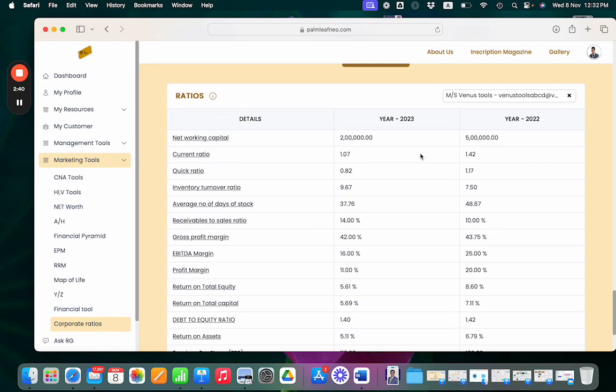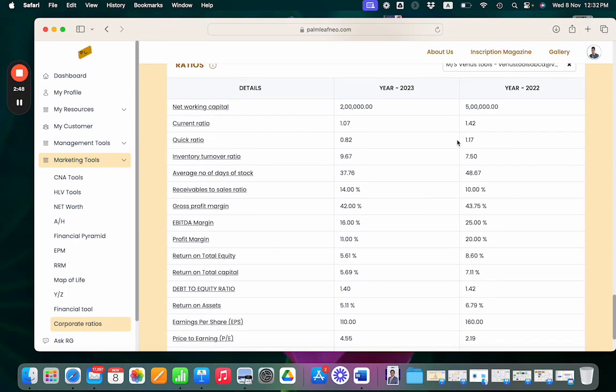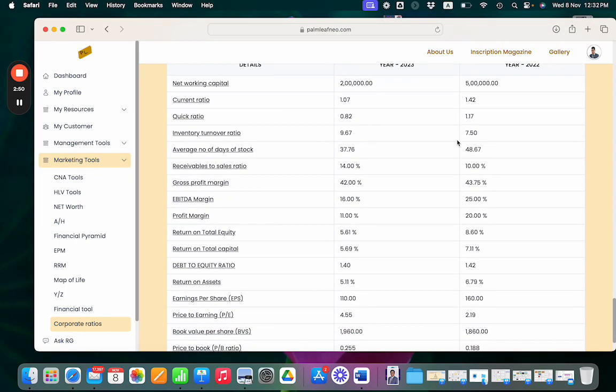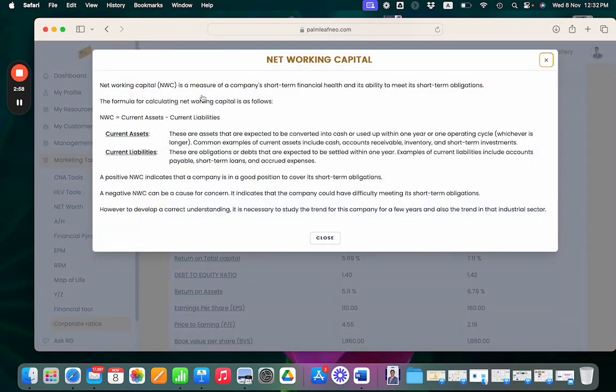For example, look, I have already done the calculation for Mrs. Venus Tools for both the years 23-22. So this is the ratio. Now you may like to know what these ratios indicate. All that you need to do is to click the caption here, net working capital.